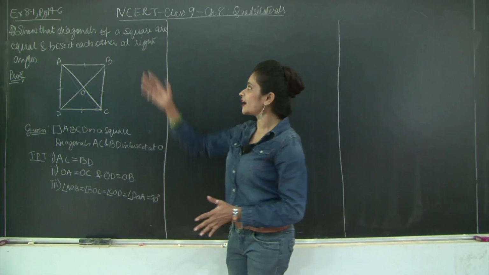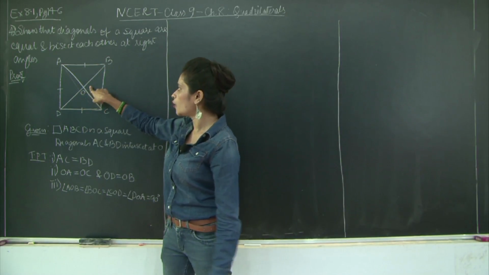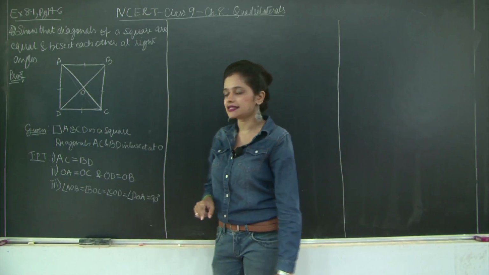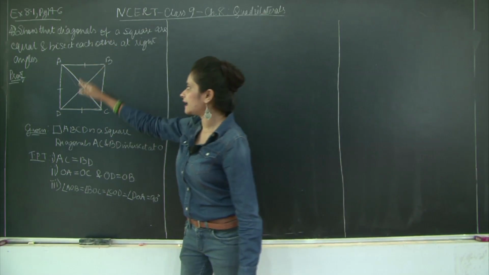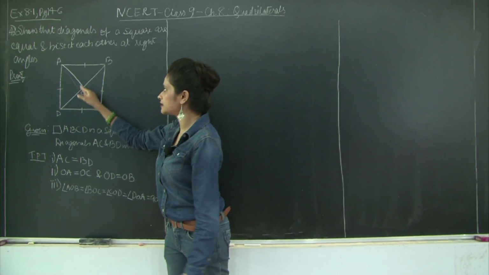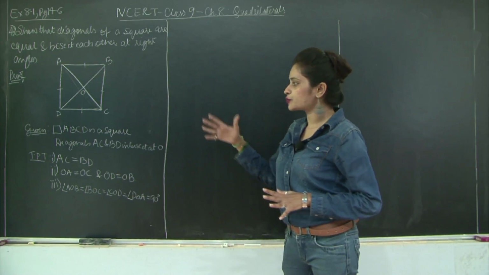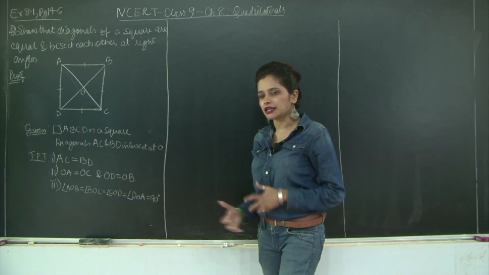And then we need to prove that they bisect each other at right angles. That means all the angles made at O are 90 degrees. So we need to prove what? Angle AOB is equal to angle BOC is equal to angle COD is equal to angle DOA, which is equal to 90 degrees. So let us go about proving each one of these in a sequence.